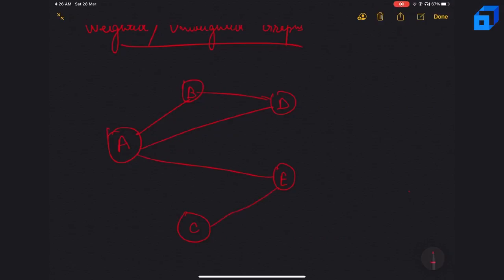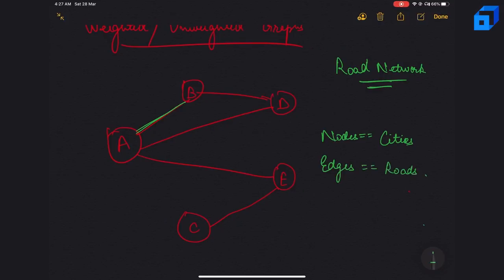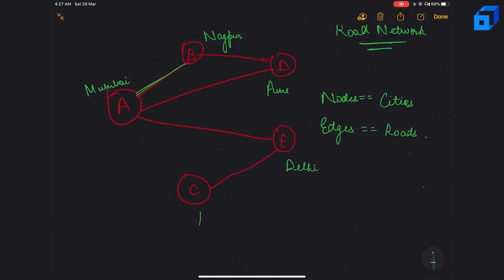Suppose this time our graph is representing a road network of a city. What I mean by a road network is that if there is an edge from node A to node B, this means that there is a road from city A to city B. Thus, our nodes here are equivalent to cities and edges are equivalent to roads. Now, suppose city A is Bombay, city B is Nagpur, city D can be Pune, and let us say E is Delhi, and C can be something like Calcutta.